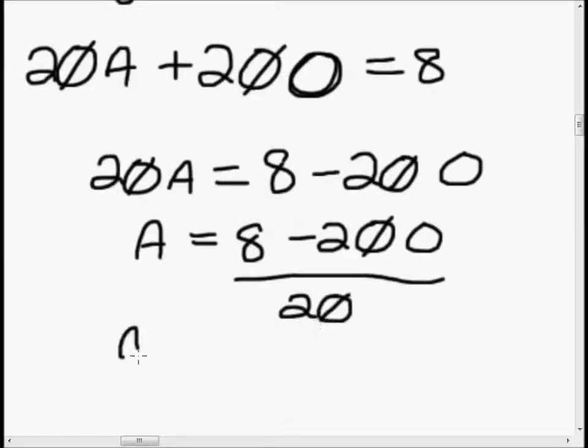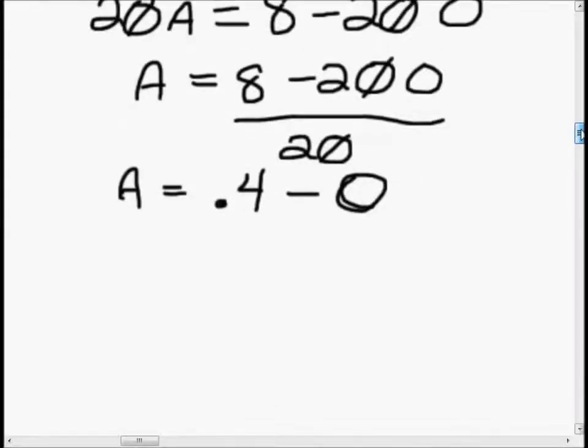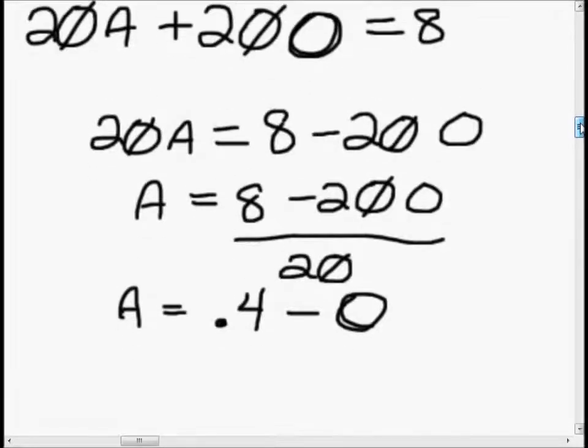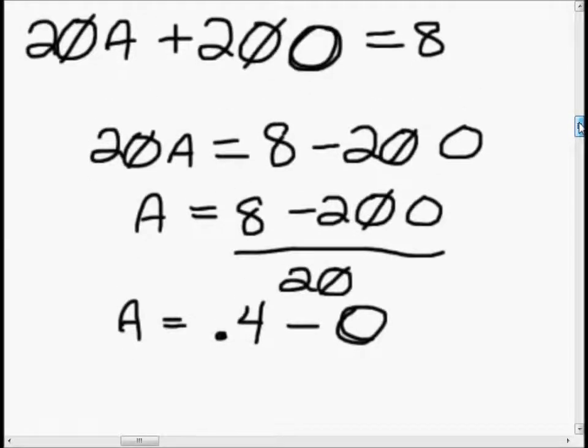And if we wanted to make it as simple as possible, we'd say that this is 40 cents minus oranges, right? Because 8 divided by 20 is 0.4, and 20 divided by 20 is 1, so that's what that turns into. So that's Tom's equation. We just solved for A, so we can plug this value that we got for A into somebody else's equation. So let's go ahead and plug this value into Dick's equation.